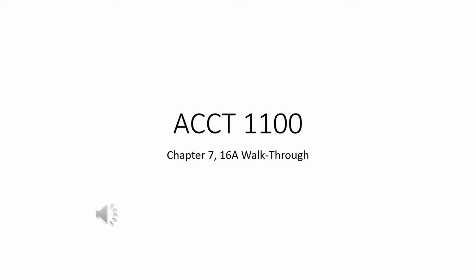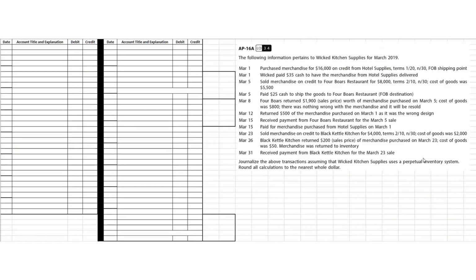Chapter 7, Question 16a. Alright, so in this situation, we've got a company called Wicked Kitchen Supplies for the month of March 2019. We have a number of transactions, and we're asked to journal them using a perpetual inventory system, rounding all calculations to the nearest dollar.